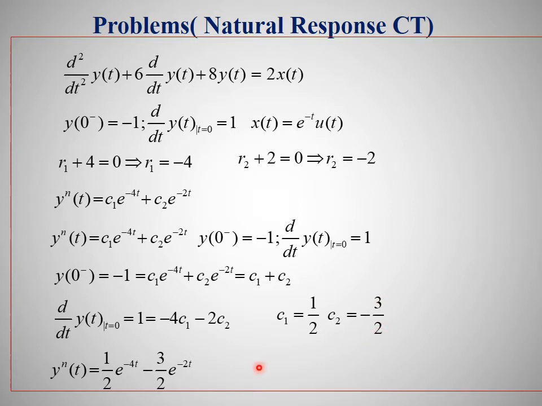Thus, the natural response for this particular problem is yn of t is equal to half into e power minus 4t minus 3 by 2 e power minus 2t.